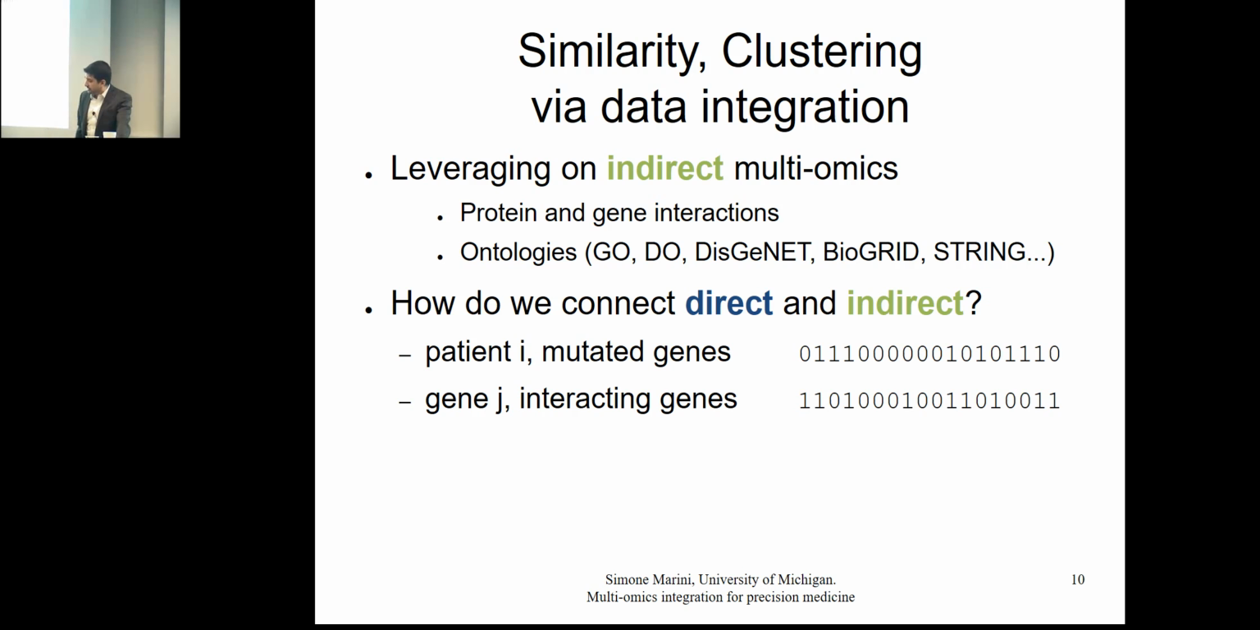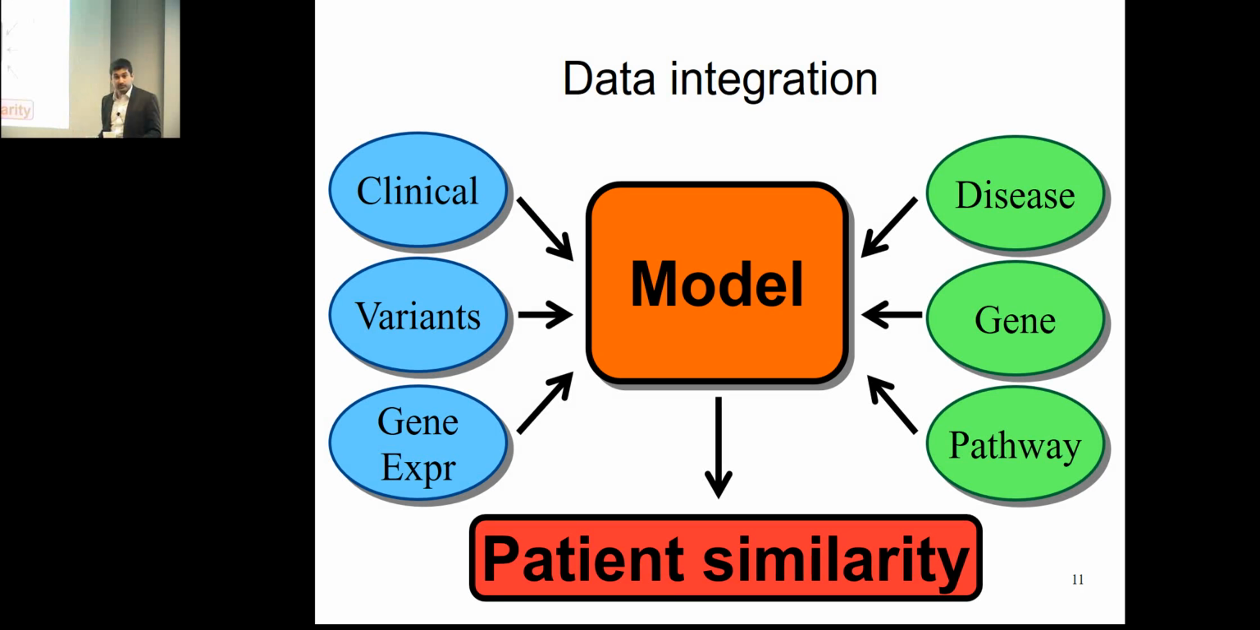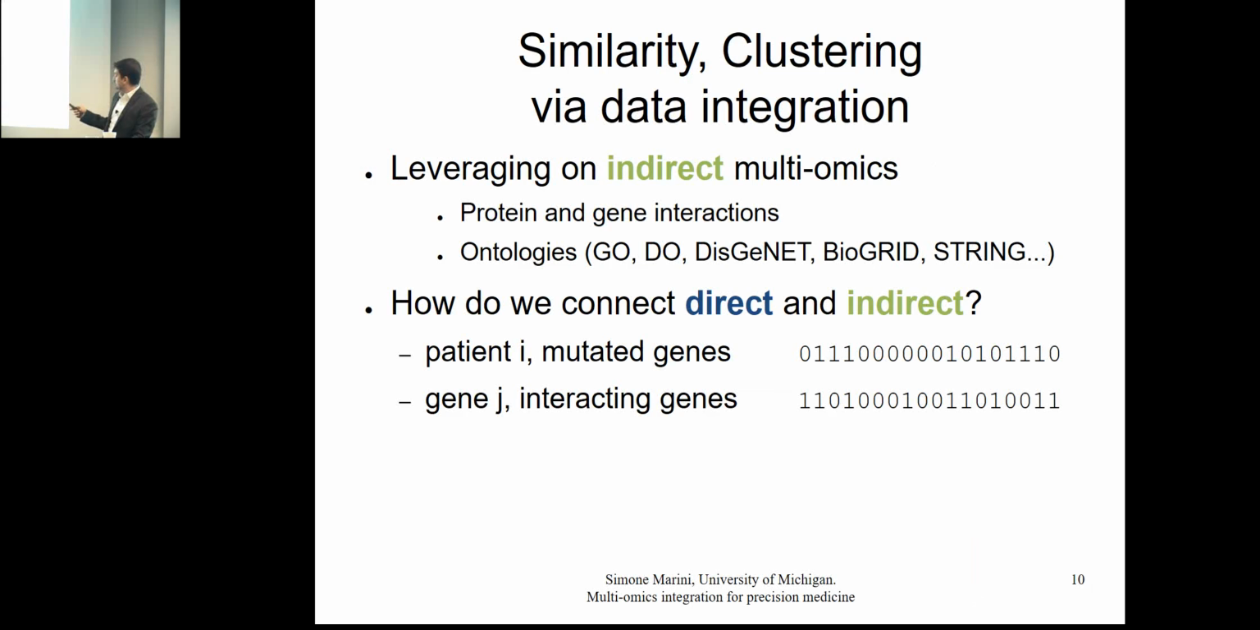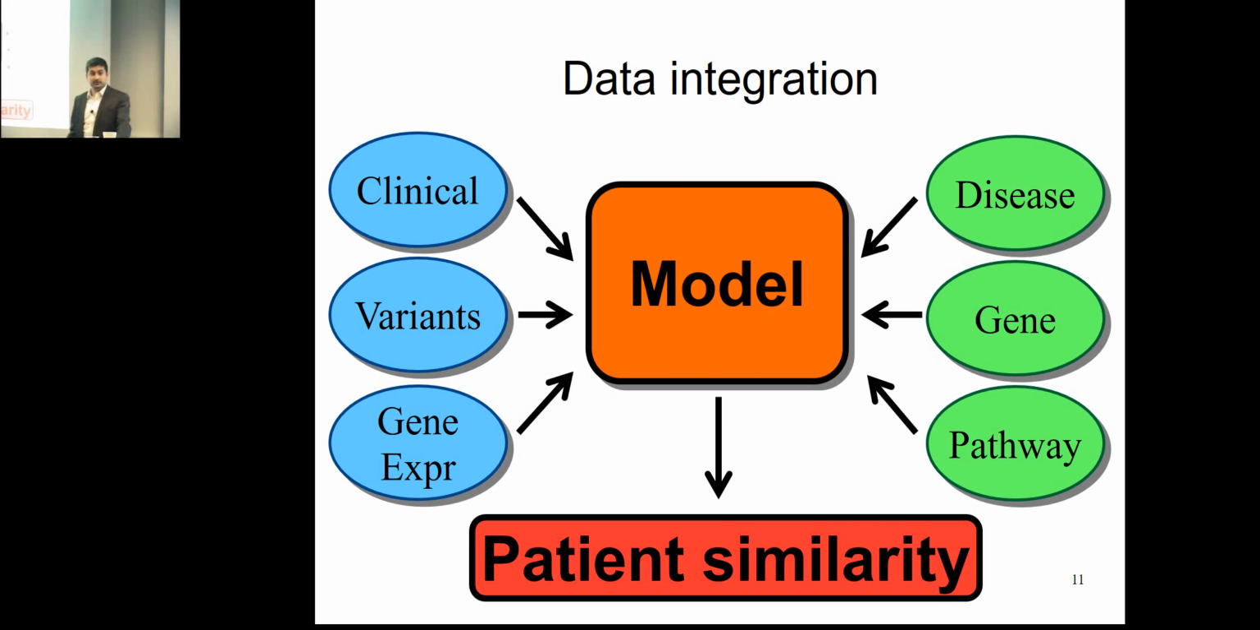So what I'm presenting here is a method that will cluster the patients, that will measure the similarity among the patients, and will be based on both the direct information that I traditionally get and the indirect information that I can mine out of databases and knowledge bases and so forth. I want to blend all together in a model that will output a measure of patient similarity. Out of that, I can get the clusters of similar patients.